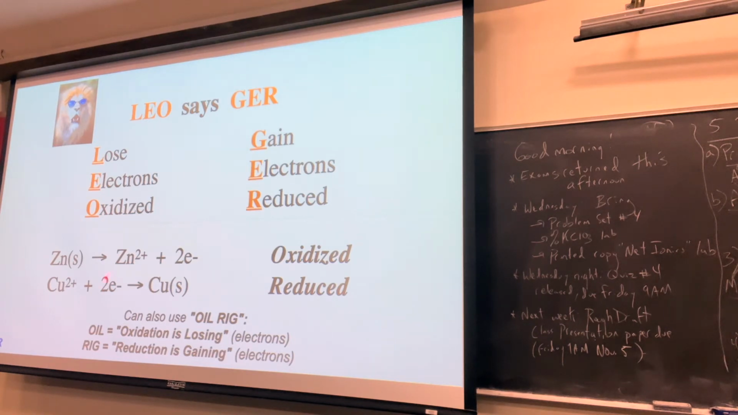It's always relative to reactants, those things to the left of the arrow. Now, if you've taken chemistry before, you might have heard about OIL RIG, and OIL RIG is fine too. Oil: oxidation is losing electrons, so zinc has lost electrons. Rig: reduction is gaining, so the reduced part here is gaining electrons.